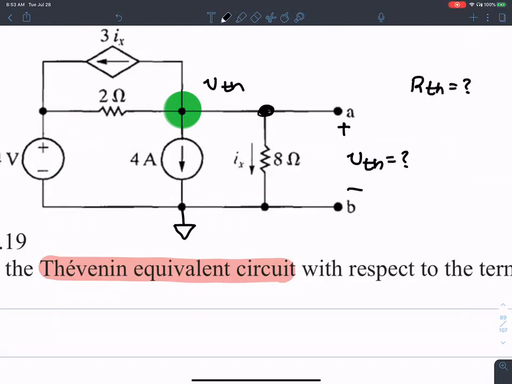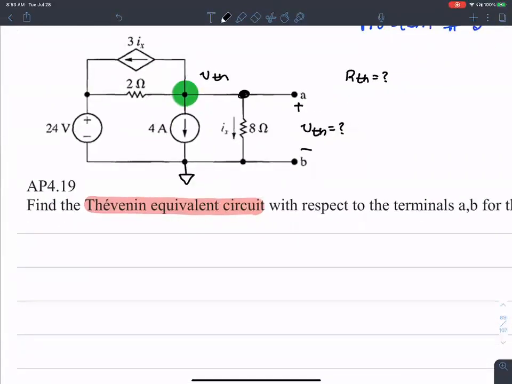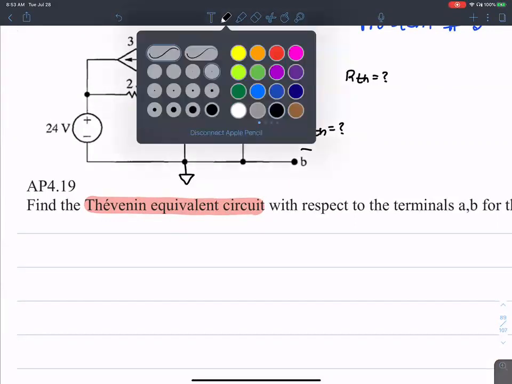How do you find V Thevenin and how do you find R Thevenin? Okay, let's see if we can start by finding V Thevenin. The first thing I'm going to do is to write KCL, so solution.